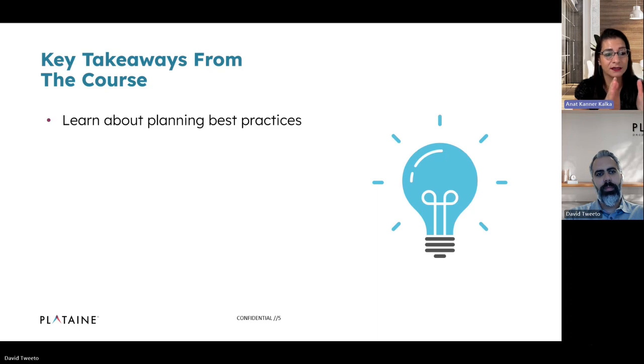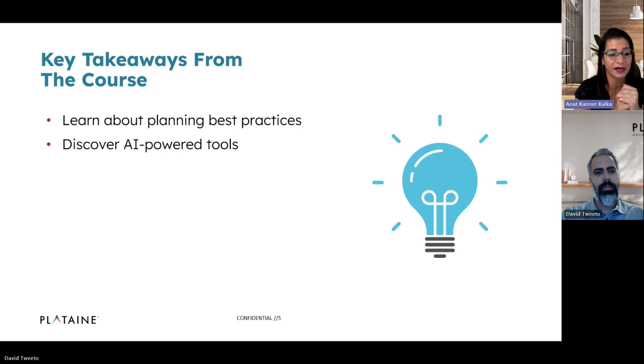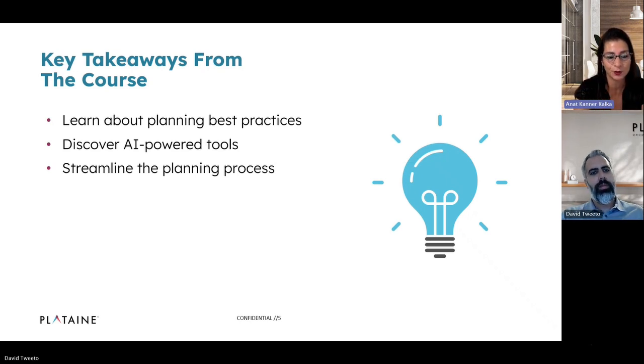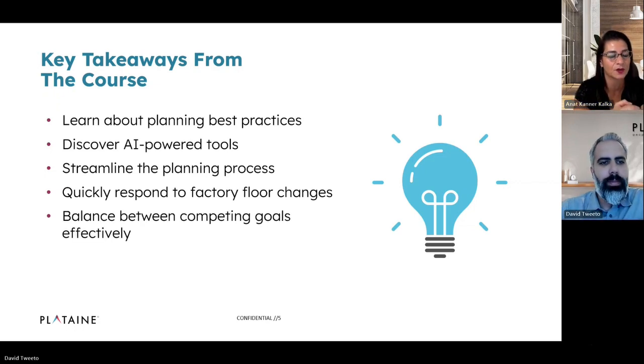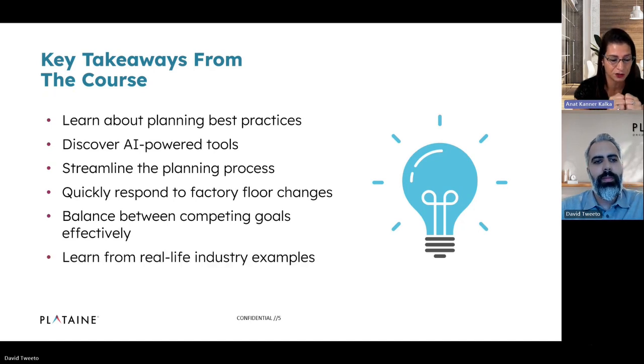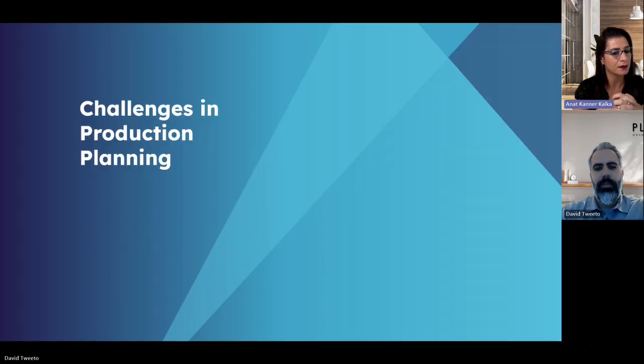What are the key takeaways from our course today? First, to learn about planning best practices. The next takeaway is to discover AI-powered tools that are available today. We'll learn about streamlining the planning process, how it is important, and how you can quickly respond to factory floor changes. We will also get out of the course with a better understanding about the balance between competing goals in an efficient manner. We'll learn from real life industry examples. And last but not least, we'll start with the challenges in production planning.